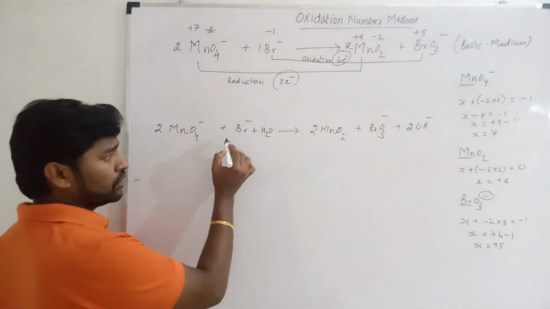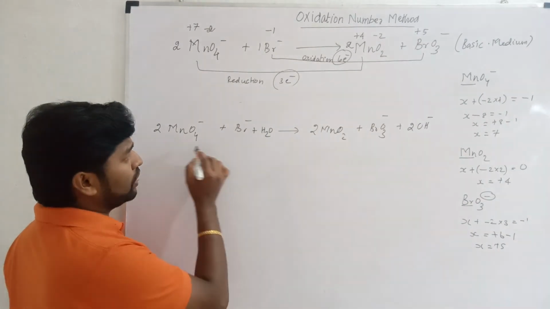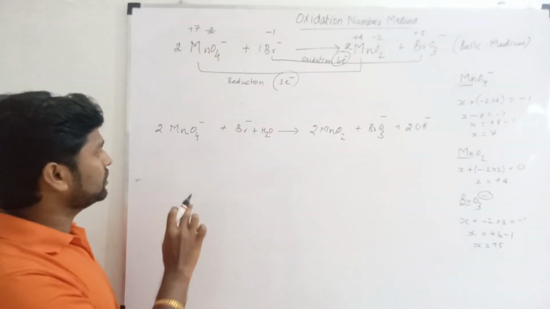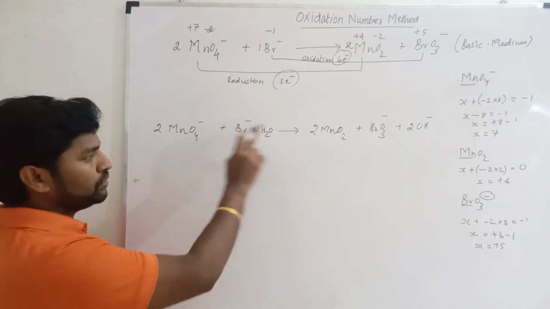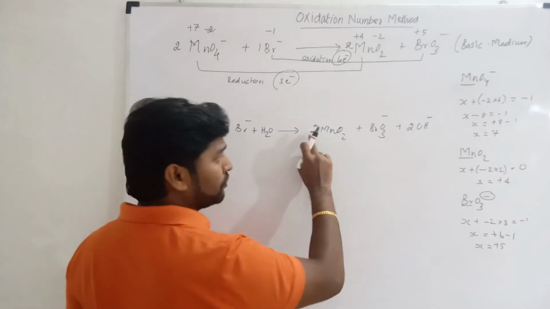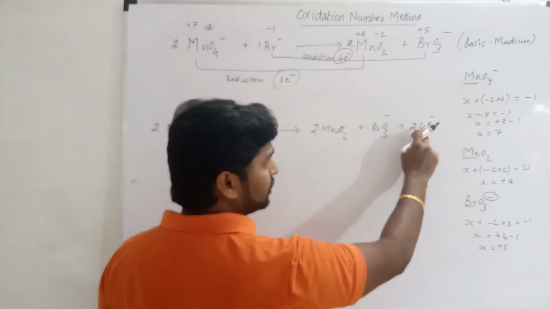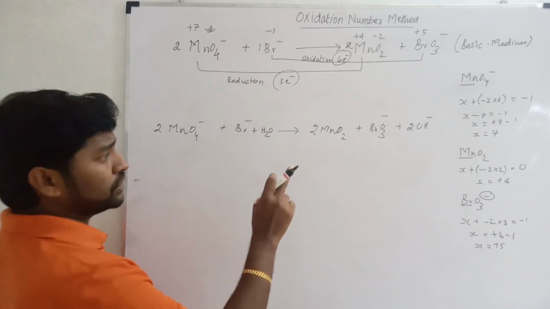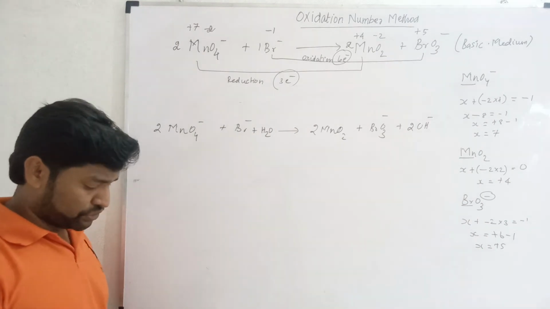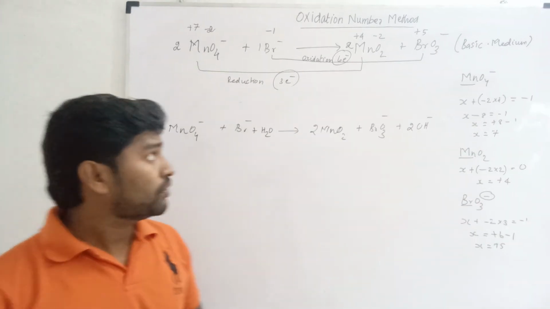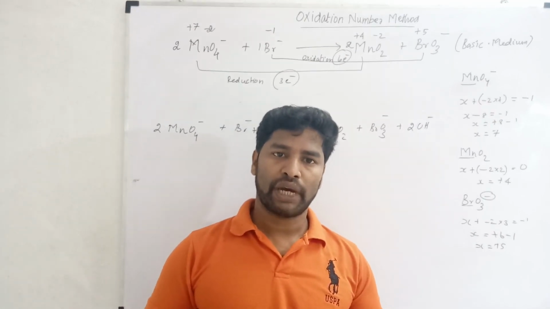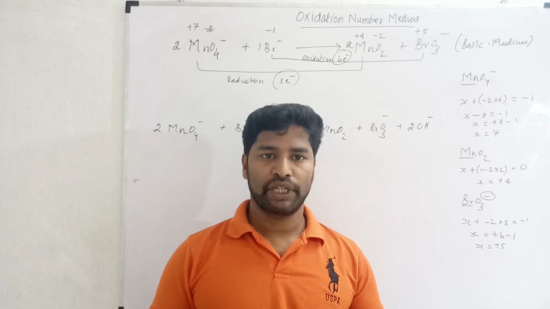Now look at this. Our equation is balanced. Manganese is 2 and 2, and oxygen is 4 to 8 and 9. How much is there? 4, 3, 7, 7 to 9. Now hydrogen is 2 here, and here also hydrogen 2. Br is 1 and there is 1. Now our equation is balanced. Whatever we discussed, this is the oxidation number method to balance the redox reaction in the basic medium.